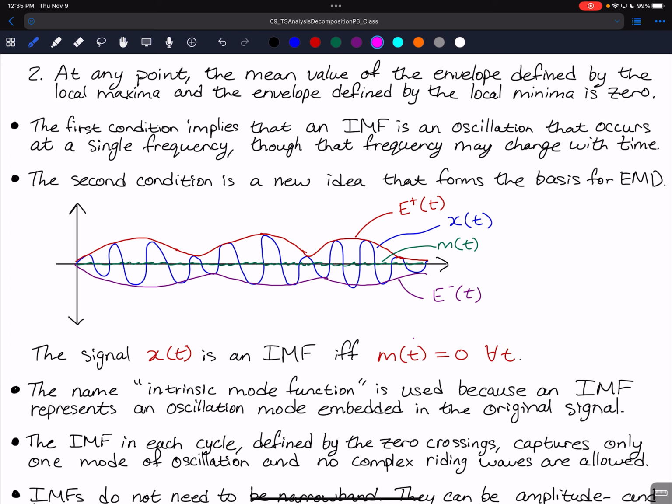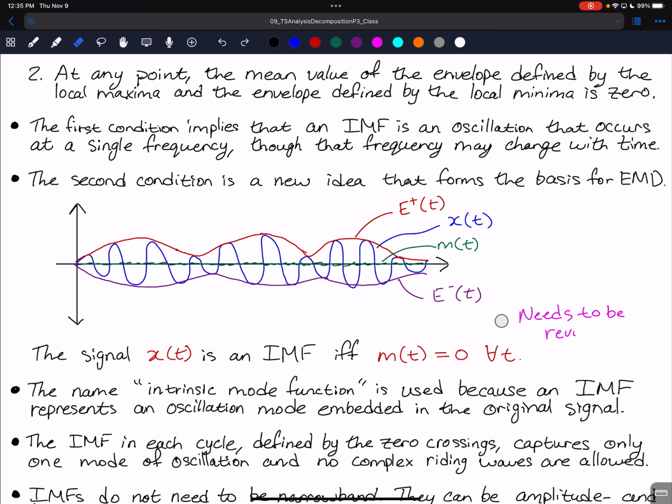All right, and this condition here will need to be revised. Okay, sorry. Actually, it is right.